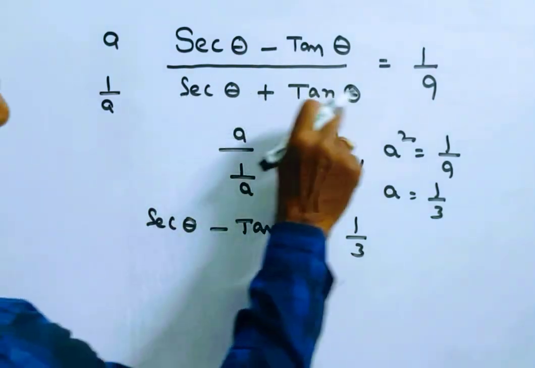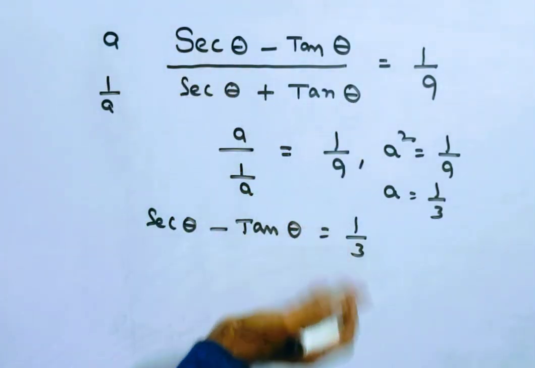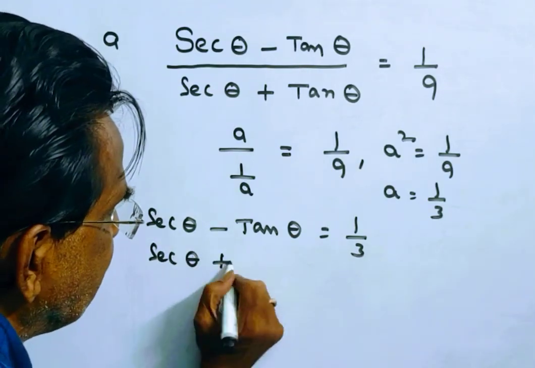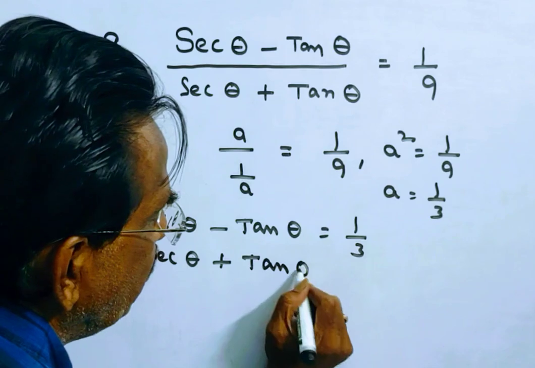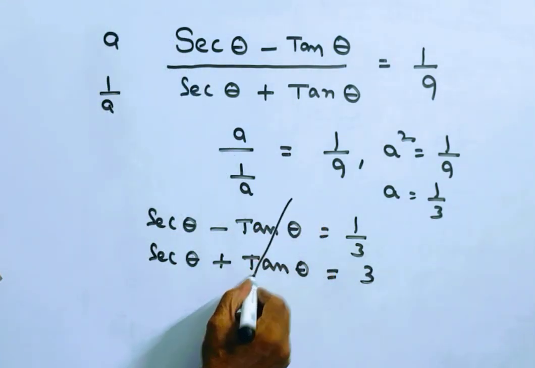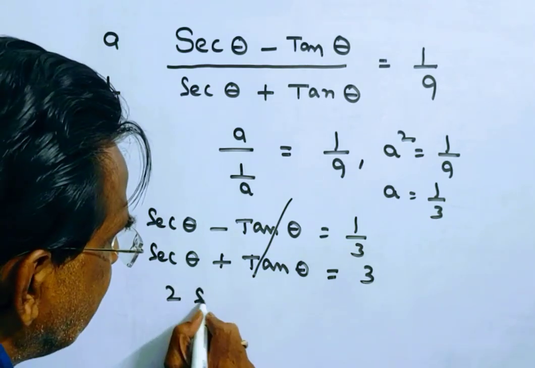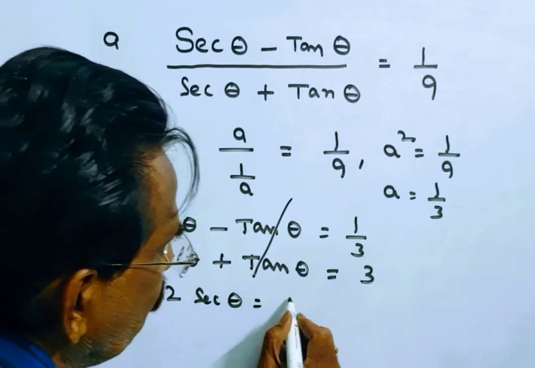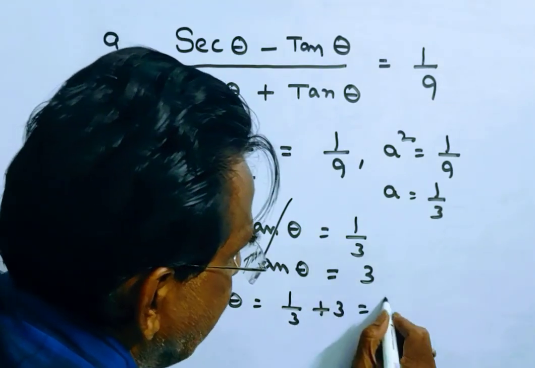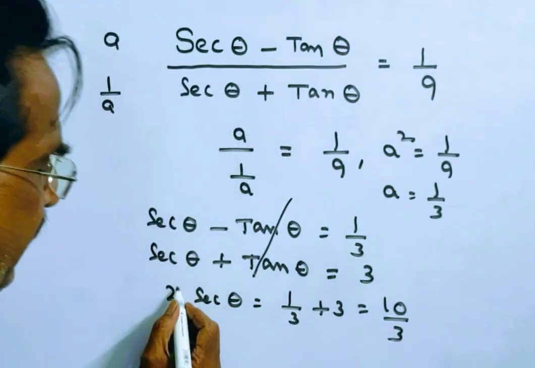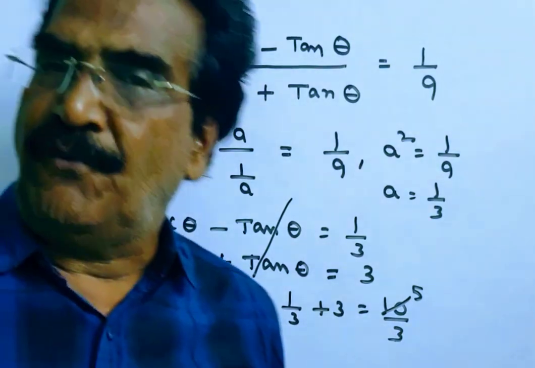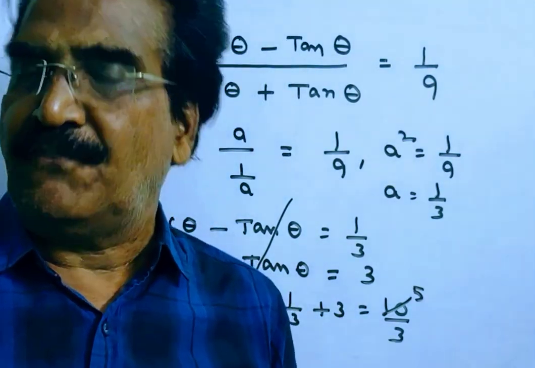Then secant theta plus tan theta is equal to 1 by A. That means it becomes 3, since they are reciprocal to each other. So on adding, 2 secant theta is equal to 1 by 3 plus 3. 3 threes are 9, plus 1, 10 by 3. 2 ones are 2, so 5. So friends, secant theta is equal to 5 by 3.